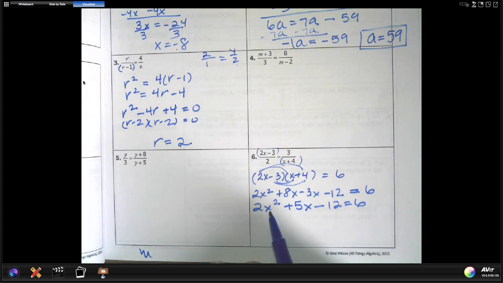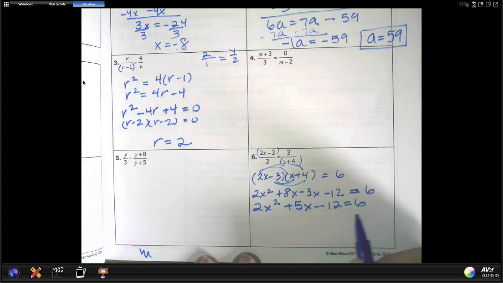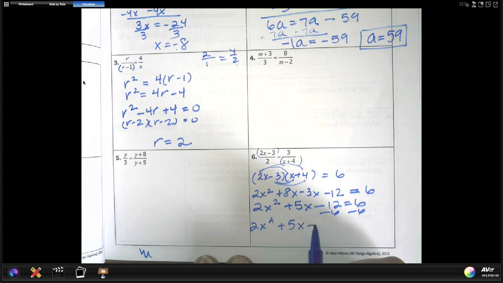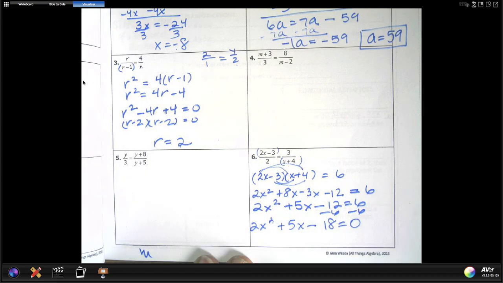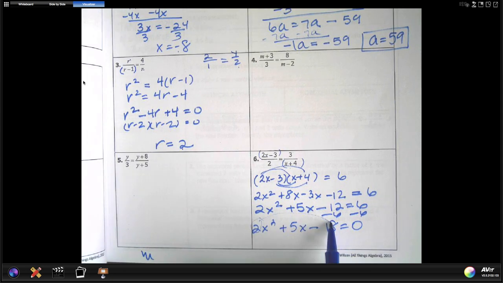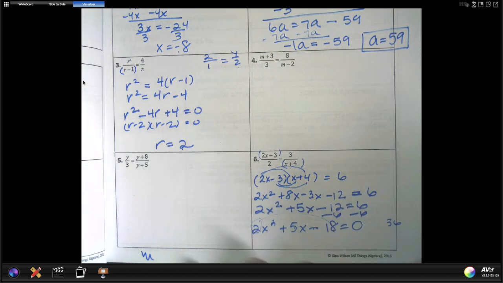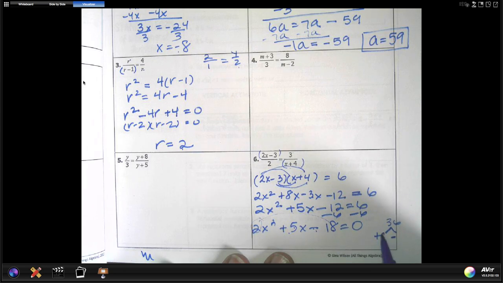So now it's quadratic. I need to set it equal to 0. So I'm going to subtract my 6 here, and I have 2x squared plus 5x minus 18 equals 0. So let's see if this is factorable. We take a times c, so 2 times 18 is 36. Are there two factors of 36 that when we subtract give us 5? 9 and what? 4. So I'm going to make the 9 positive. Positive times negative is a negative. We have plus 9 minus 4.